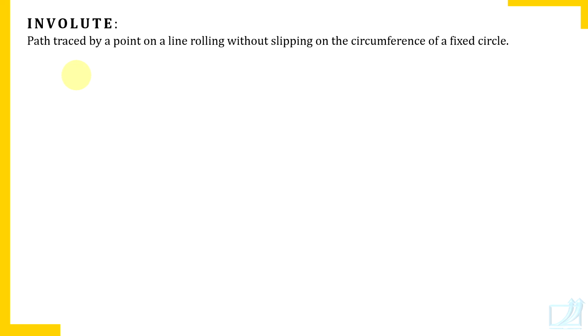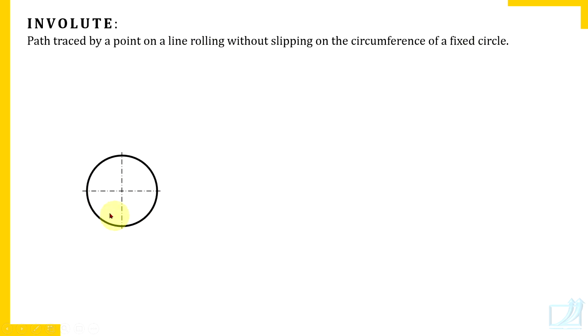What is a cycloid? It is the curve or path traced by a point on a circle rolling without slipping on a fixed line. So in case of a cycloid, the circle rolls and the line remains fixed. In case of an involute, it's exactly opposite. Here the line rolls and the circle is fixed. Now let's try to visualize a line rolling on a fixed circle.